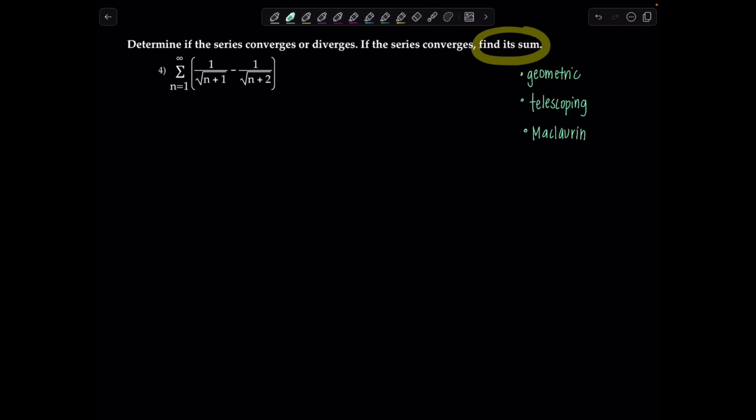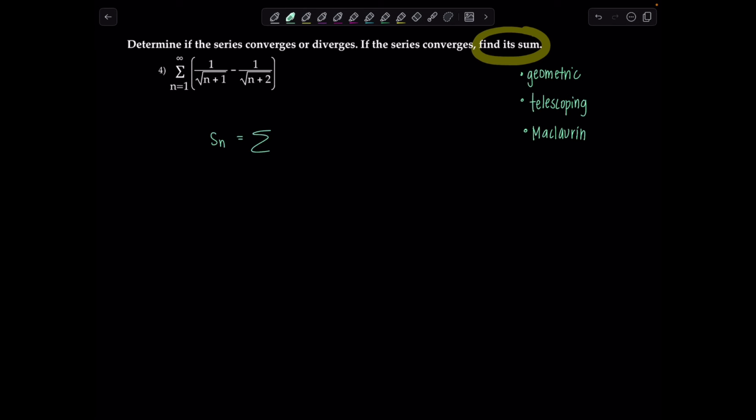So I'm looking at this guy. I mean, this is gold, you guys, because it already is narrowing down all your options. This is not geometric. This is not a Maclaurin series. That means it's telescoping. So what do we do when we have a telescoping series? First, we have to find an expression for S sub n, the nth partial sum.